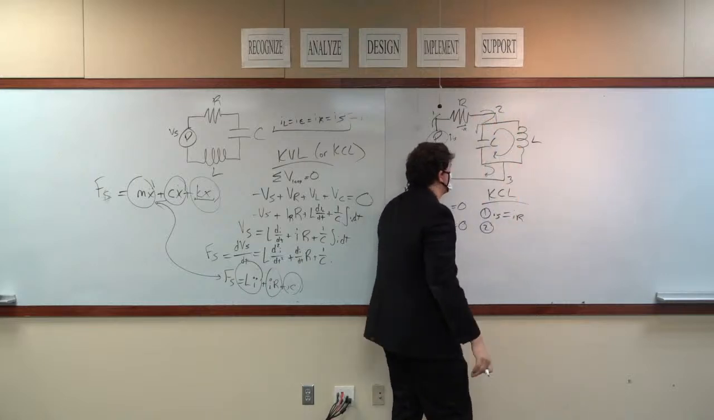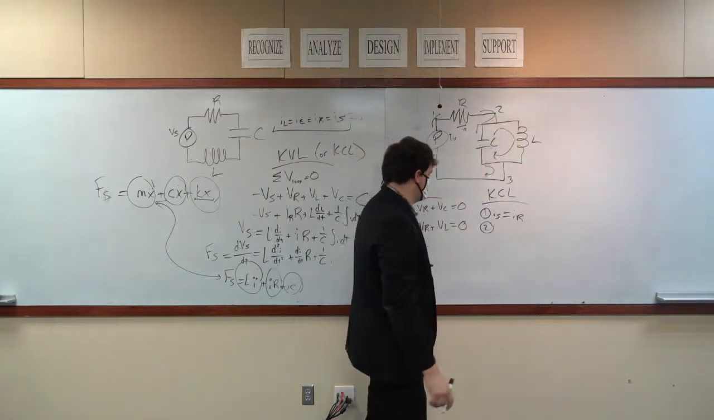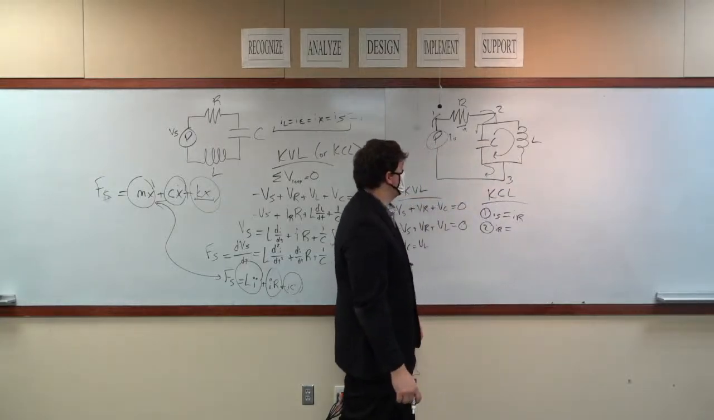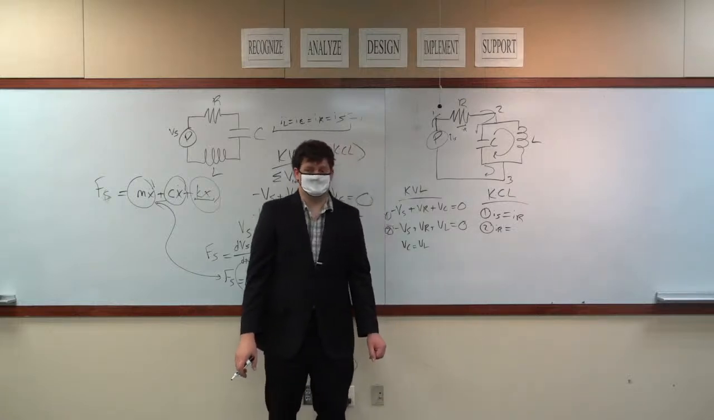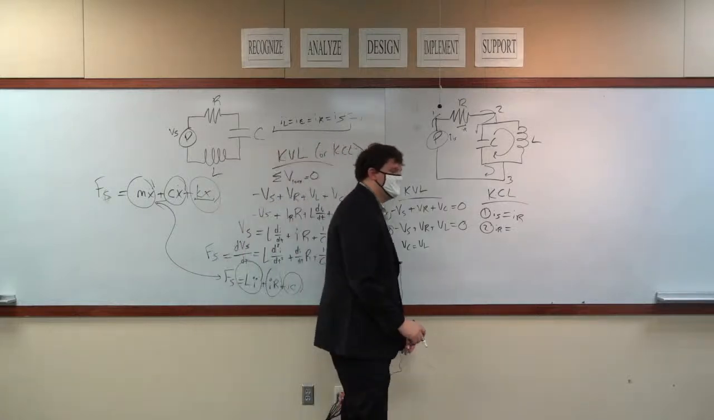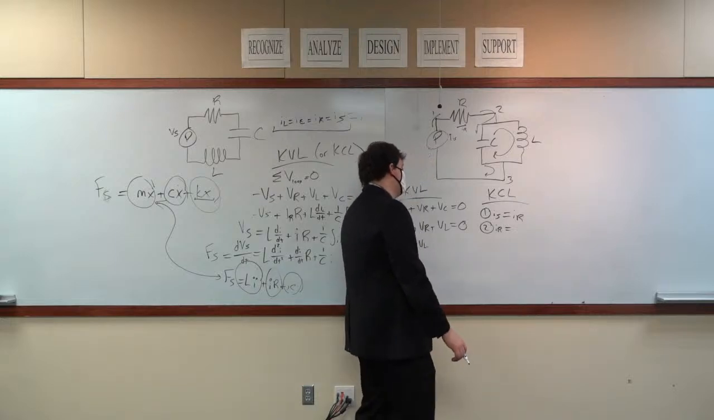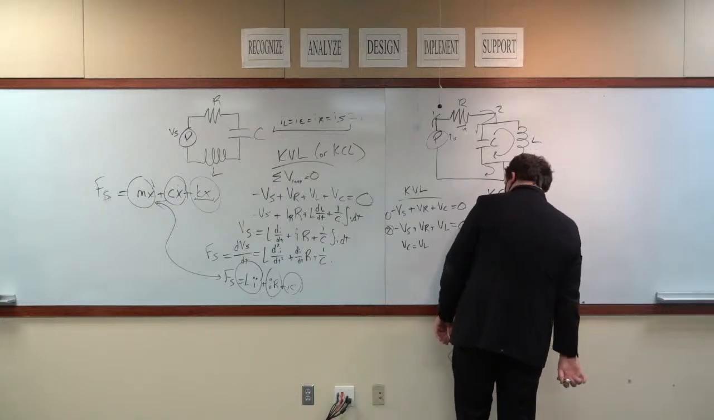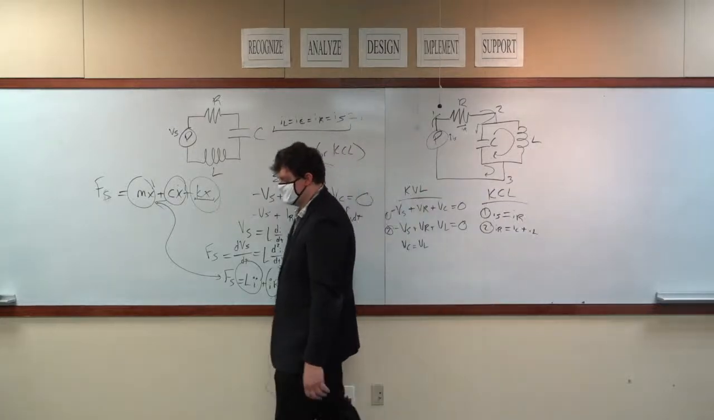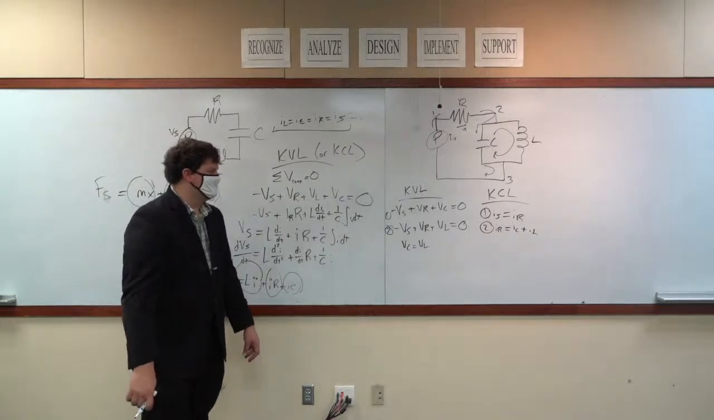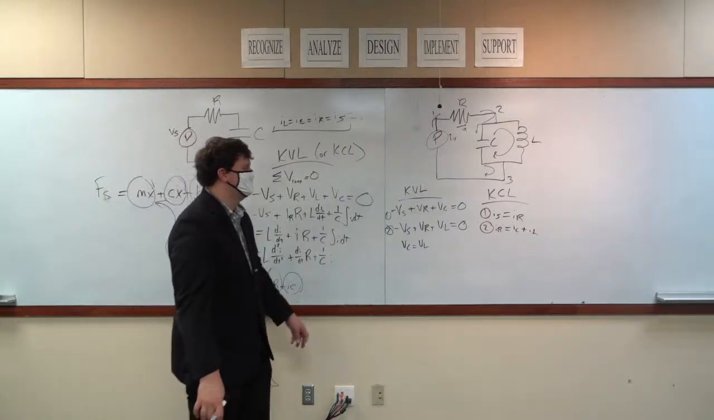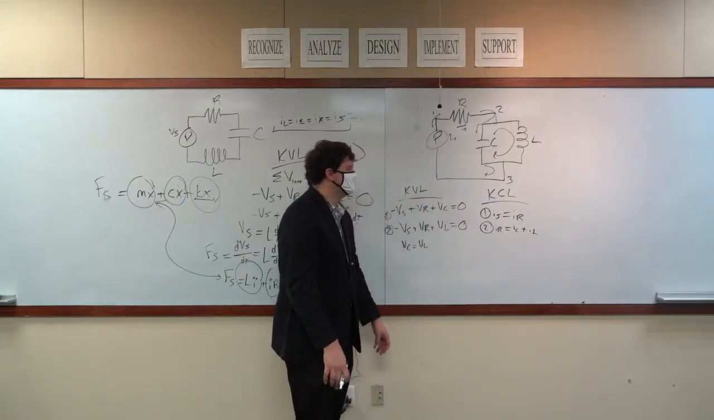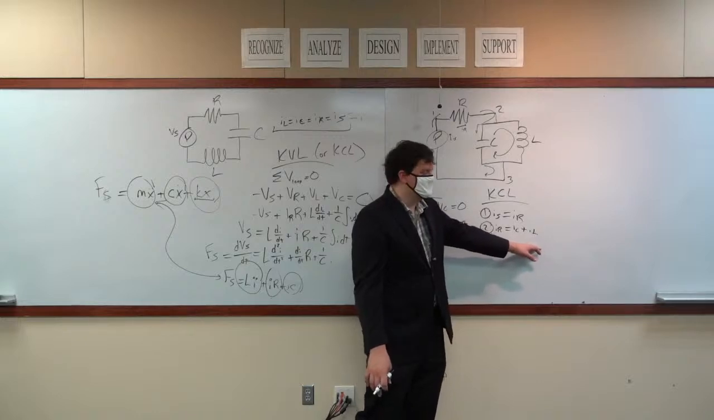Equation 2, our input equals output. So the input into node 2 is the current through the resistor, IR. And the output from node 2 is what? I'm sorry, Sam. You had a good answer. I just had to be a jerk. It's IC plus IL.